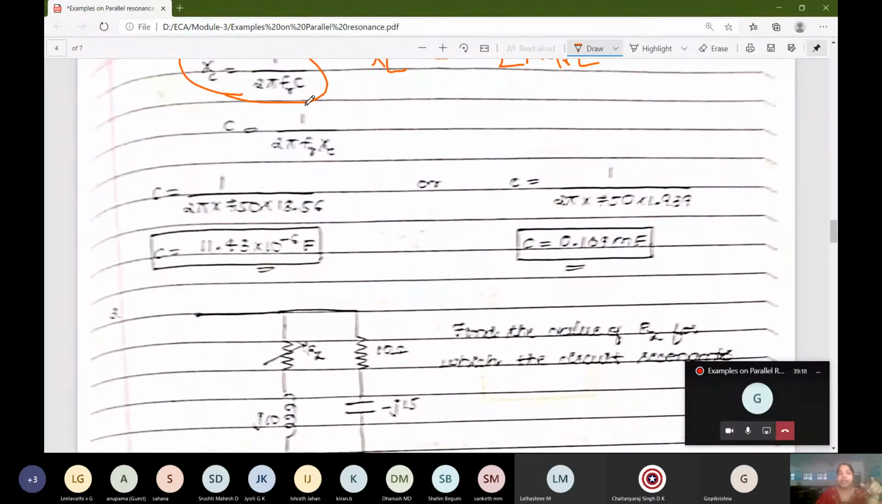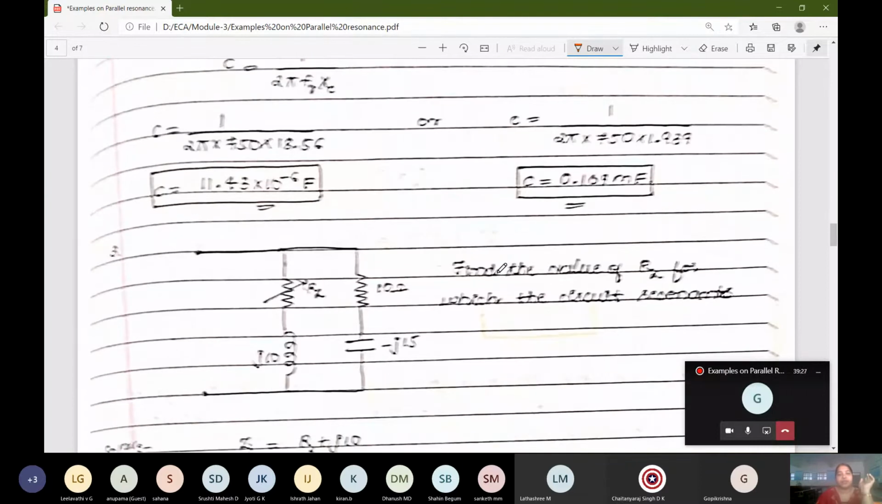In place of F, you have to write 750 Hertz. They had given the frequency as 750. In that way, you have to find the capacitance. So now you know how to find inductance and capacitance.